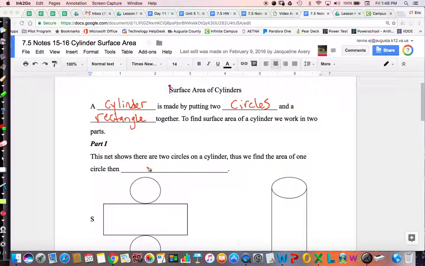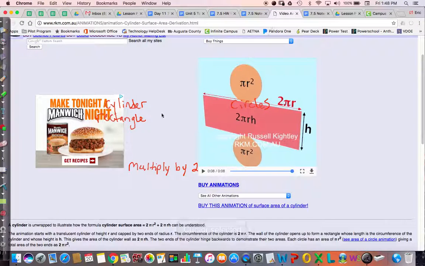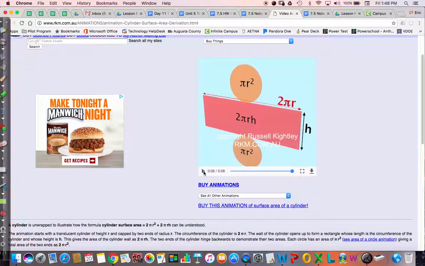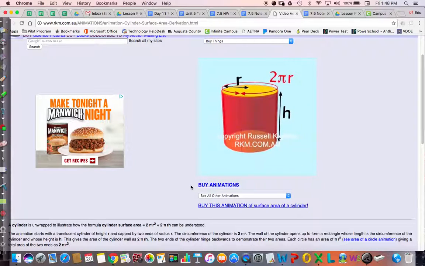So this net shows that there are two circles on a cylinder. Thus, we find the area of one circle, then multiply by 2. Okay, so you can see the picture here. We have a rectangle and two circles. So the rectangle, when I fold it up, makes the area around, and then the circles make the top and the bottom. So what I want to show you real quick is an animation that will help you see how this is broken down. So let me go ahead and get this video to play.